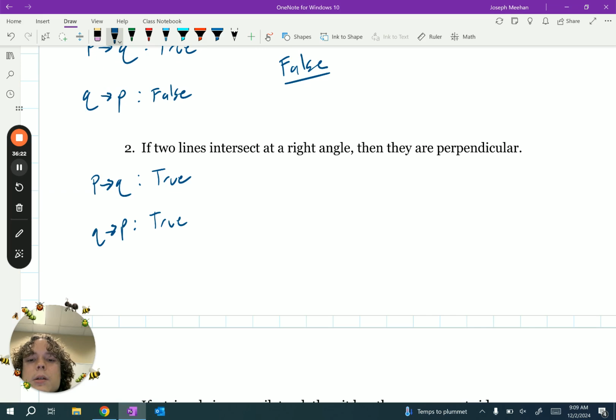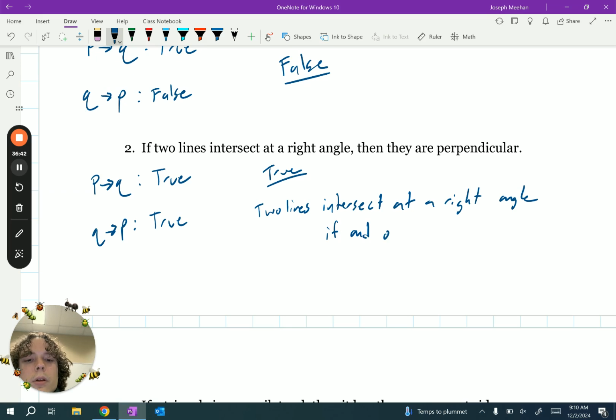So if we have a true conditional and a true converse, then we can say that this is a biconditional. So true. And let's rewrite it as a biconditional to say two lines intersect at a right angle if and only if they are perpendicular.